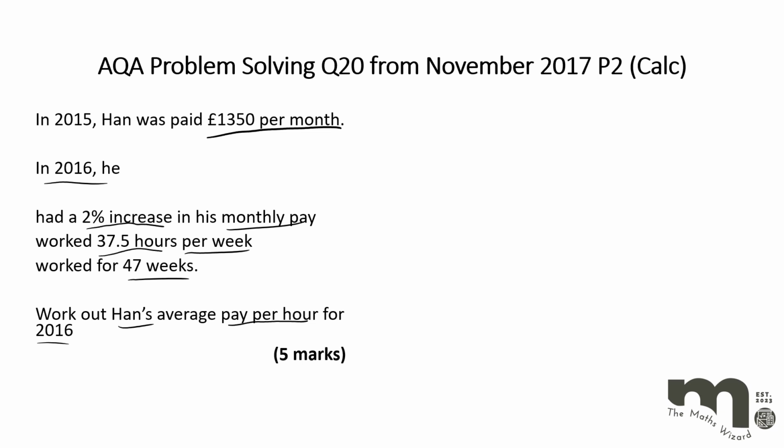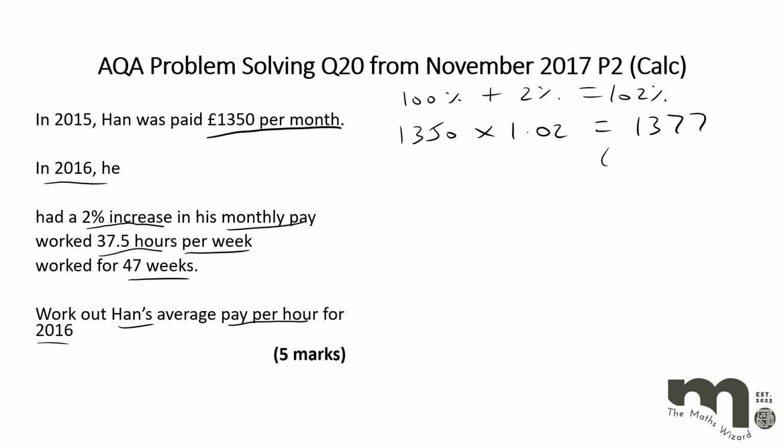Okay, so first of all, if you take his original pay as being 100% and you add that 2% on, well, that gives you 102%. So we can use multipliers here for this one. If we take that 1350 and we multiply it by 1.02, that gets us to 1377. So that's his new pay for 1 month. Okay, 1377. Now that would get us 2 marks on this question.